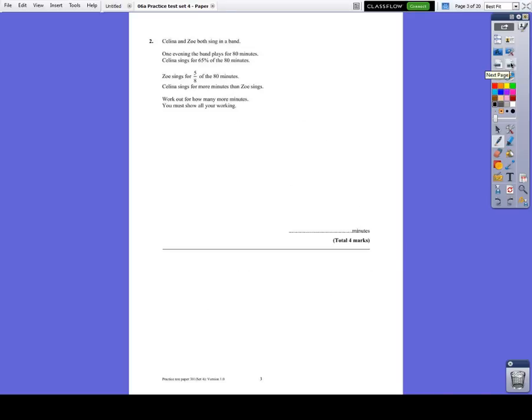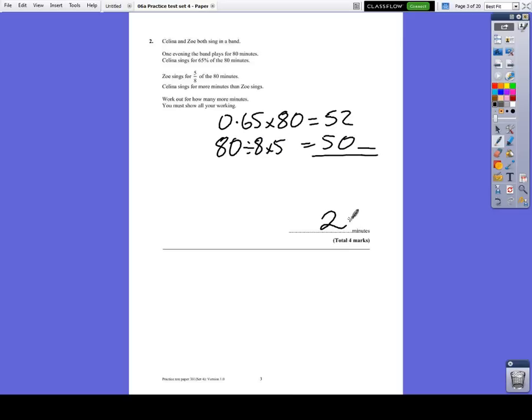Question 2. Selena and Zoe are both singers. Selena sings for 65% of 80 minutes and Zoe for 5/8 of the 80 minutes. What's the difference in what they sing? So to work out 65% of something, you do 0.65 times 80, which will give us 52. And to find 5/8, you divide by the bottom times by the top, and that would give us 50. And the difference between that would be 2 minutes.